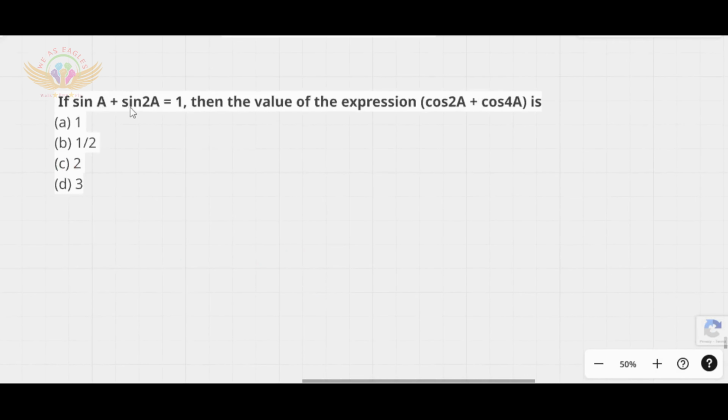If sin A plus sin square A equals 1, then the value of the expression cos square A plus cos power 4 A is what? This is sine square A, not sine 2A. They have given that sine A plus sine square A is equal to 1. Whenever you see squares, try to use your identities. Even here they are asking cos square and cos power 4.